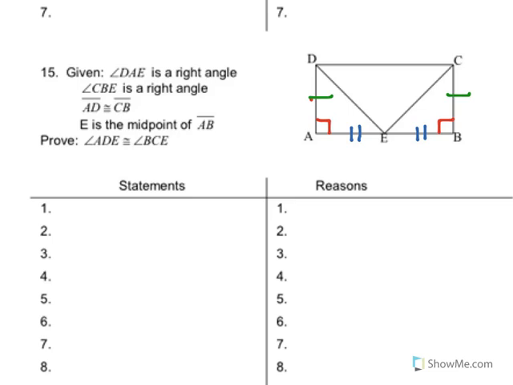That should be enough for us to prove by side, angle, side, that the two triangles are congruent. And then once we've done that, we can use CPCTC to declare that angle ADE and angle BCE are congruent. So I'll write that out for you here.